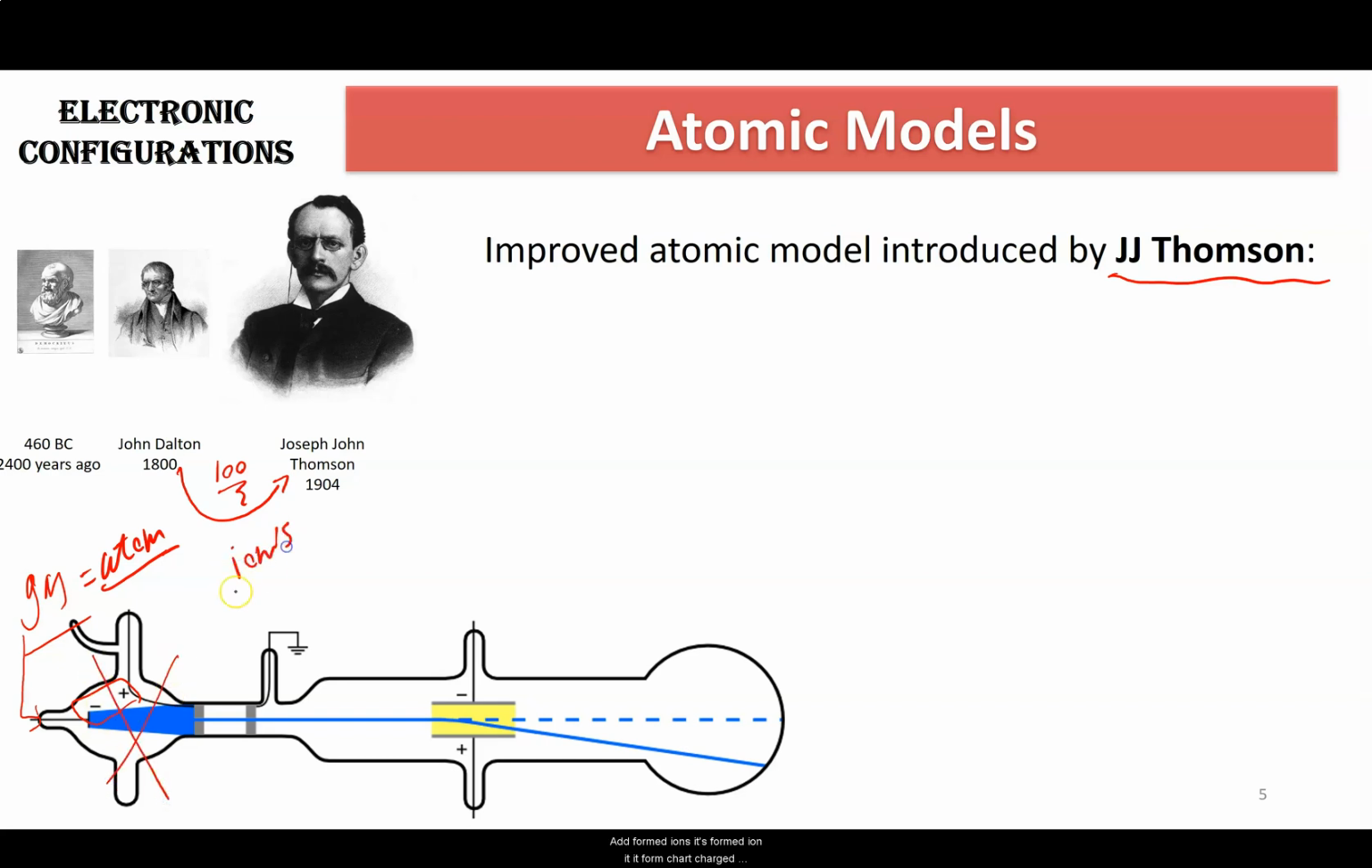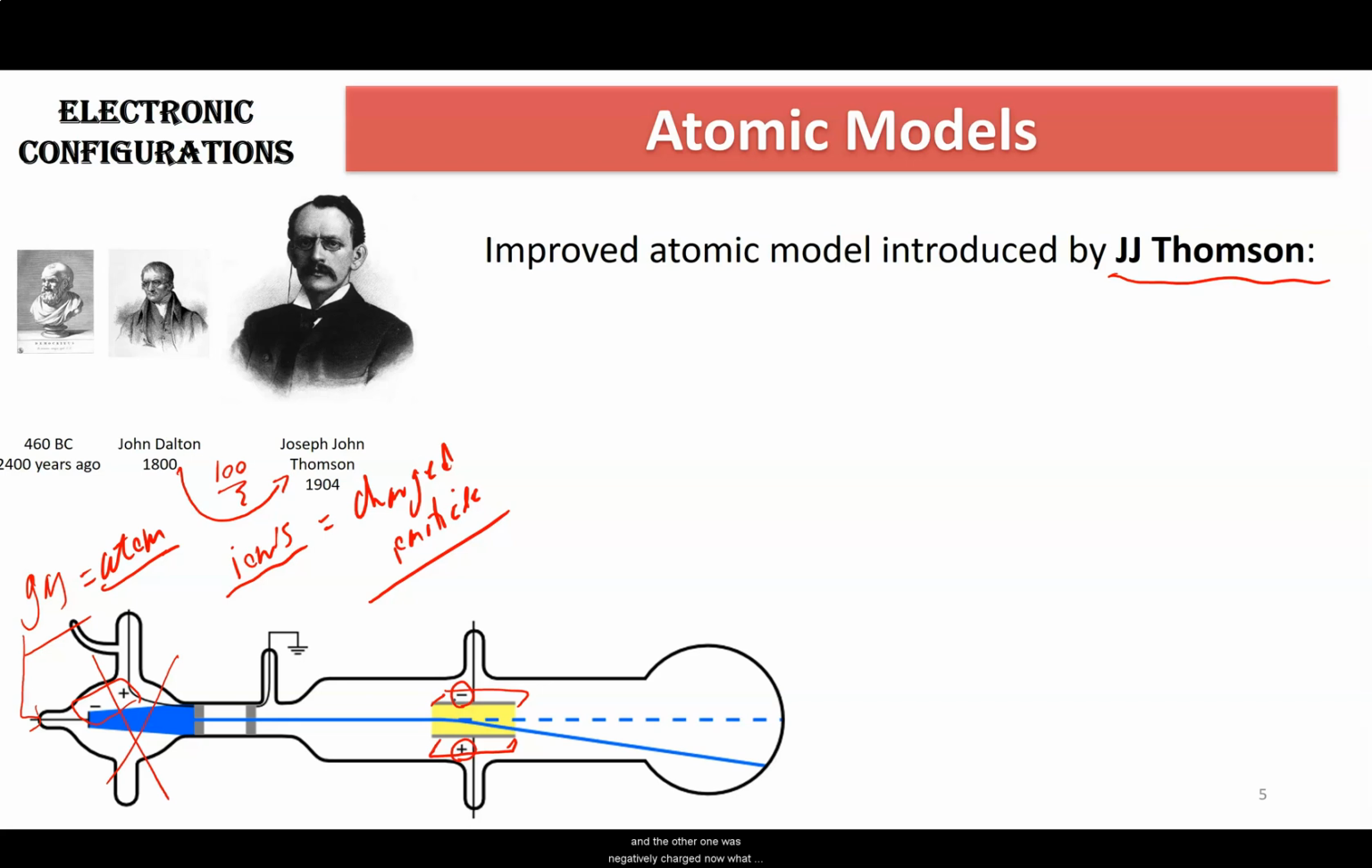It formed charged particles. It was no longer a neutral thing. Now, once they ionized or formed charged particles, they were passed through two plates here, these two boxes here. One of them was positively charged and the other one was negatively charged.